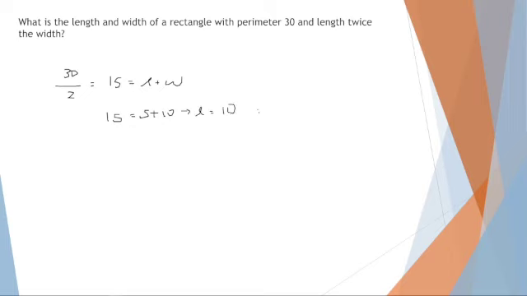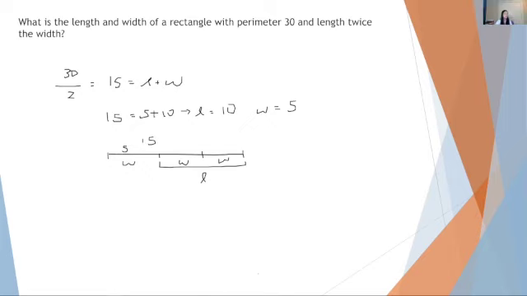But to make that clearer, you can see that there are 3 widths in 15: 1 width plus 2 widths, which is what the length is. So you just multiply the width by 3 to get 15. To solve this, you just do 15 divided by 3 equals 5. Width equals 5 and length equals 5 times 2 equals 10.